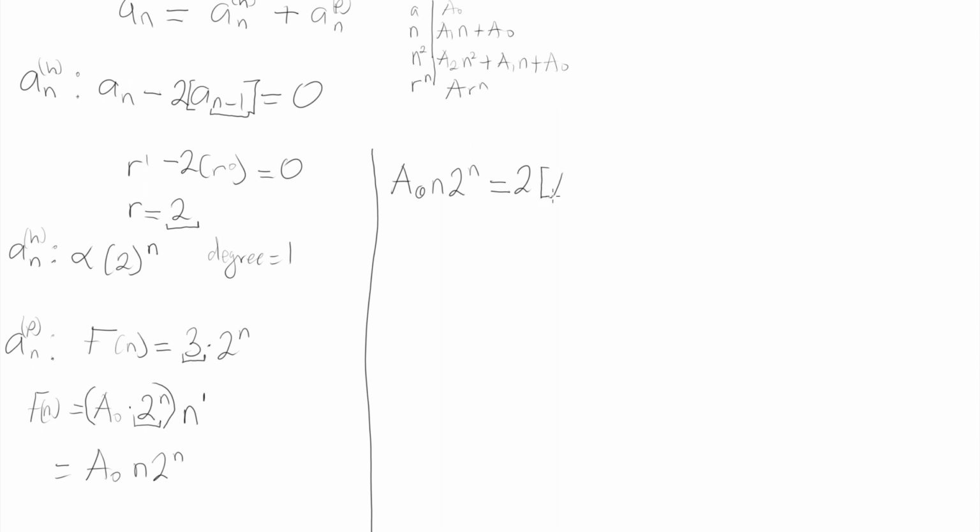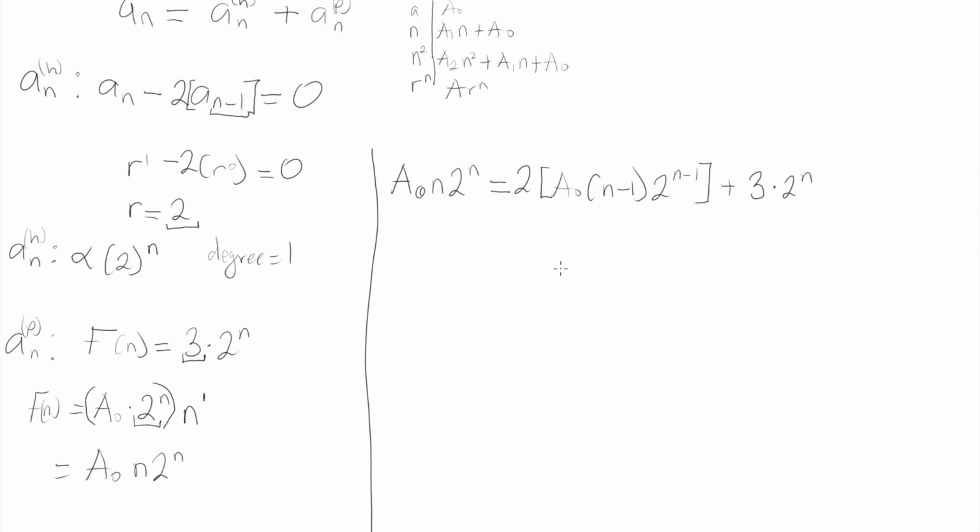So we have 2, then a naught, then instead of an n we have n minus 1, then 2 is still raised to the exponent of n, so then we also have 2 raised to the n minus 1, plus then the particular solution, you always maintain it as is, so we have 3, 2 to the n.